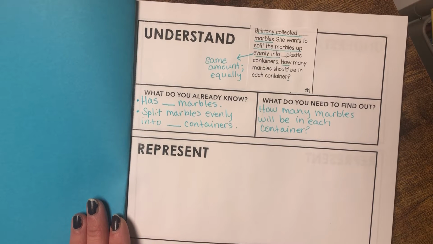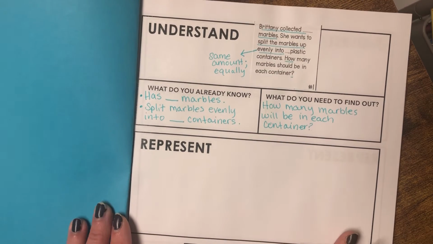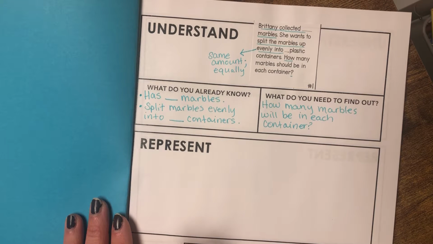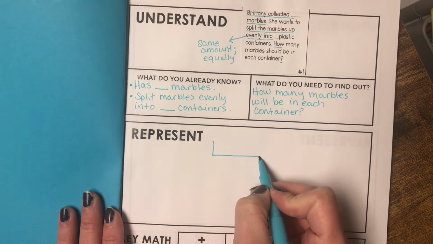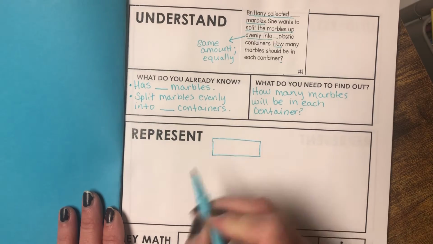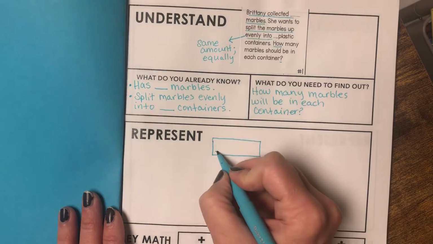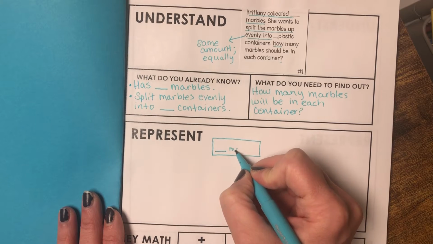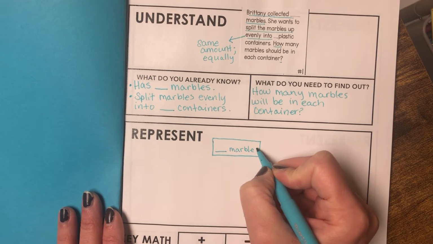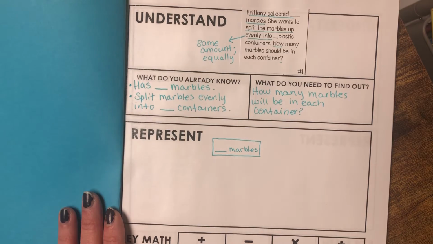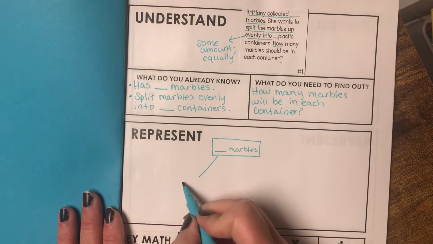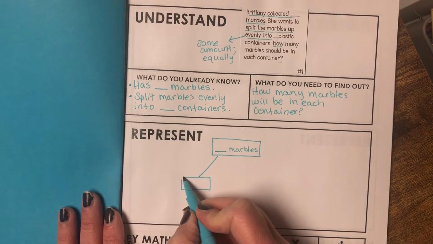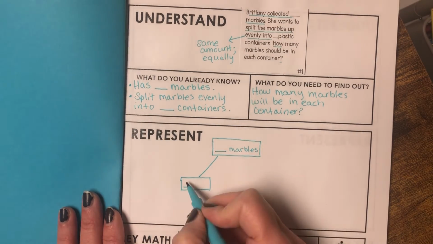So a way that we could represent this, and this is just going to be one way that we're going to start with right now, is we can still use the Math Mountain idea, okay? So the top part would be what our total is that we're starting with, okay? So we have a certain amount of marbles. And we're going to split them up into a certain amount of containers. We don't know how many yet, but this would be our first container, right?